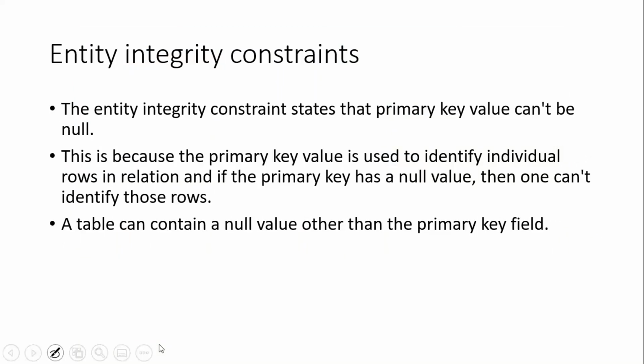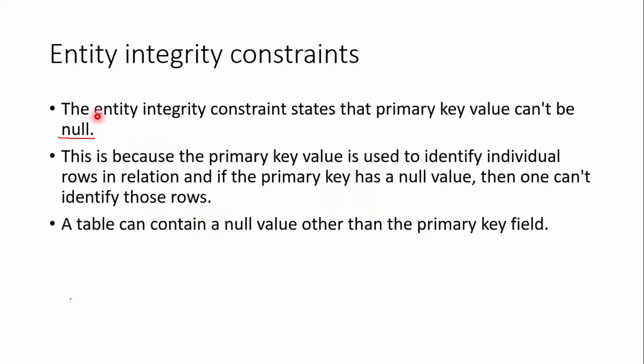Next, entity integrity constraints. Already we have seen what an entity is. So how you ensure that the integrity of those entities is maintained is through these entity integrity constraints. So what is entity integrity? The entity integrity constraint states that a primary key value can't be null. So your primary key value can't be null at any cost. Why? Because this primary key value is used to identify individual rows in a relation. If the primary key has a null value, then how can you identify those rows?